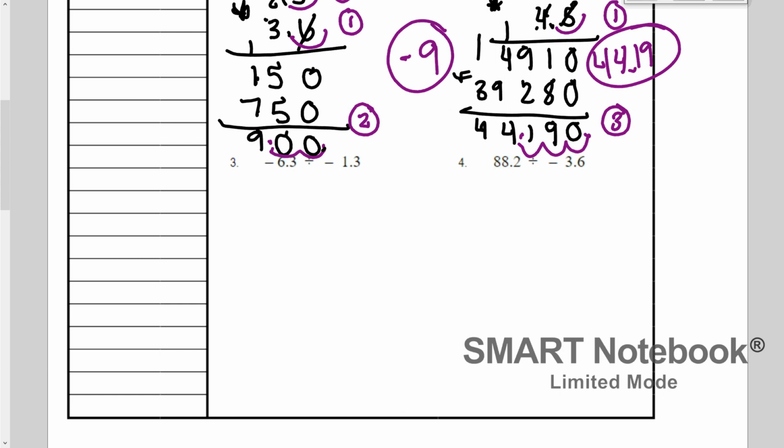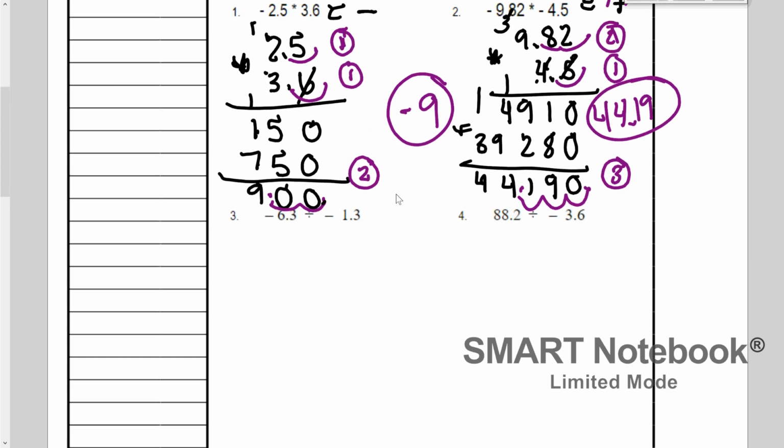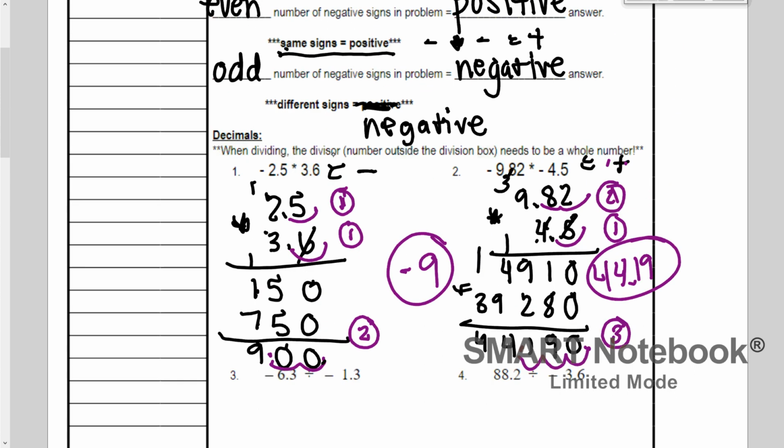Dividing decimals. When we divide decimals, and that's what this little note was up here, when dividing, the divisor, so the number outside the division box, needs to be a whole number. We don't want to have to see how many times like 1.2 can go into 6.7. That's going to be too hard. We want to make that into a whole number by moving the decimal one place to the right for this number. If it was like 1.24, we'd have to move it twice to make it 124. Okay, but we just move that decimal right until it becomes a whole number.